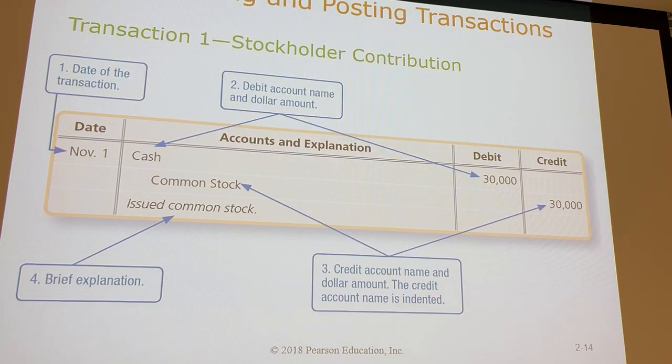So now we can prepare our journal entry. We start with the date, November 1st. Then we always show the debit first. So we put the debit for cash, $30,000. Then we put the credit to common stock, $30,000. And then below that, we put the explanation which says issued common stock. As I said before, the credit account is indented, but you're not going to have to worry about indenting it when you do this in MyLab.